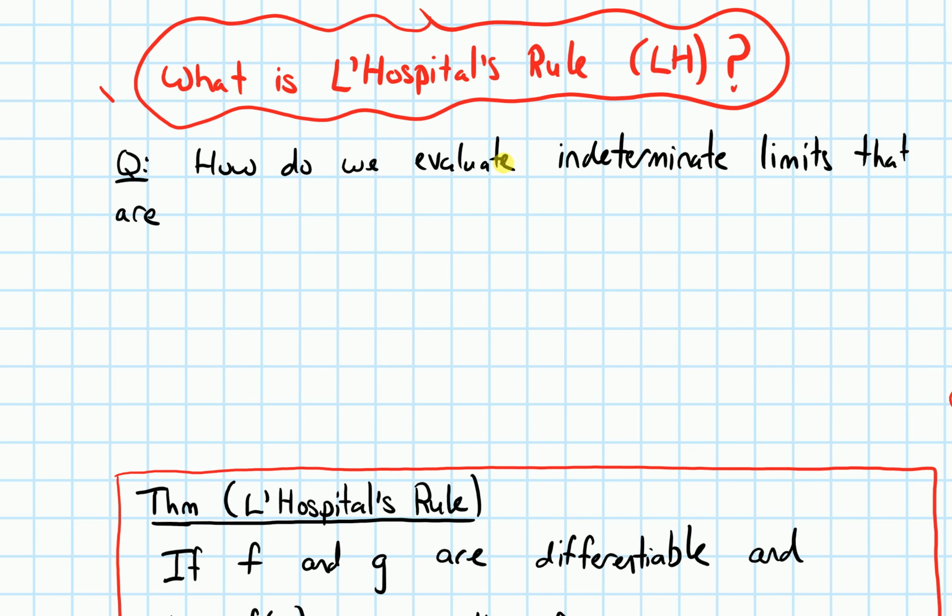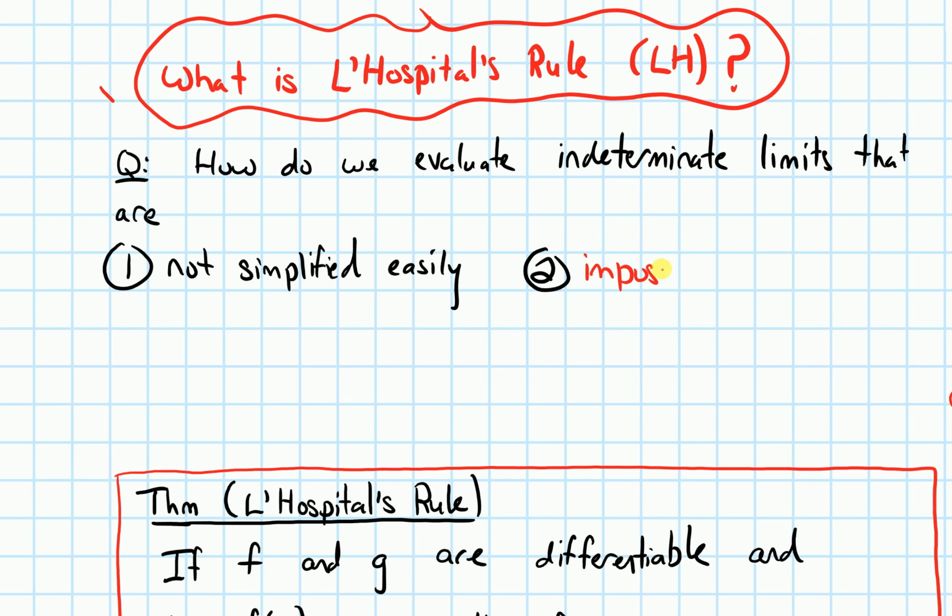How do we evaluate indeterminate limits that are either not easily simplified, or two, what if they're impossible to simplify? So, impossible to simplify.